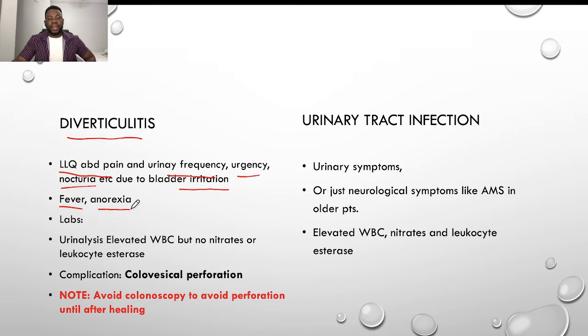When we do urinalysis, they are going to have elevated WBC due to inflammation of the bladder wall, but no nitrates, no leukocyte esterase. And a complication of diverticulitis is going to be colovesical perforation. Since the diverticulitis can irritate the bladder, it can also lead to perforation.